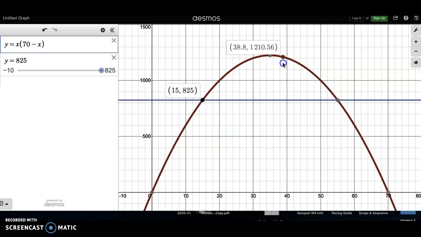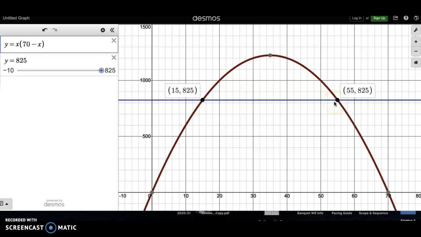And then we begin to decrease our area as my width gets larger than 35, and the area stays above 825 until I reach x equals 55. And at x equals 55, my area is 825, and then anything after that is less than 825. So for question B, I would say from x values of 15 through x values of 55.